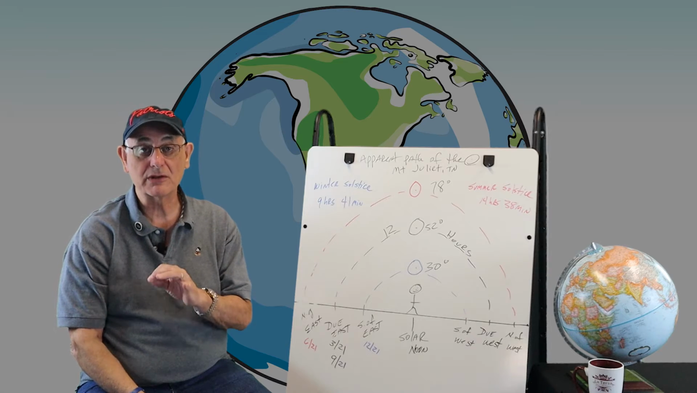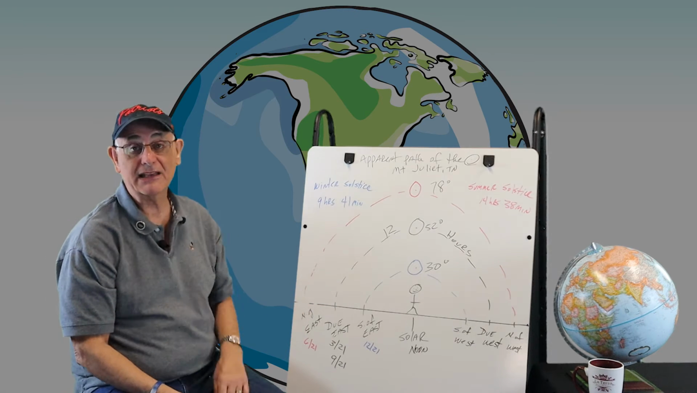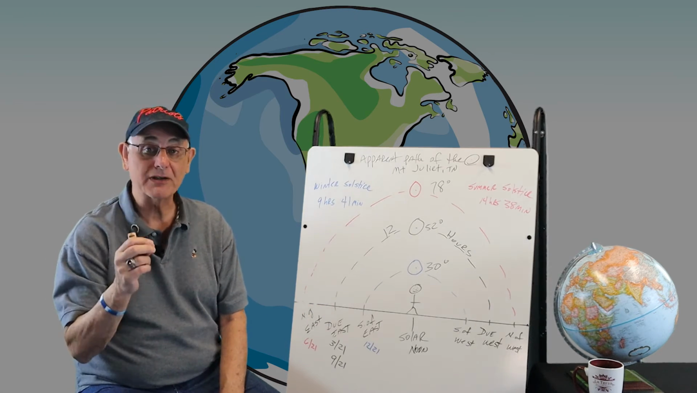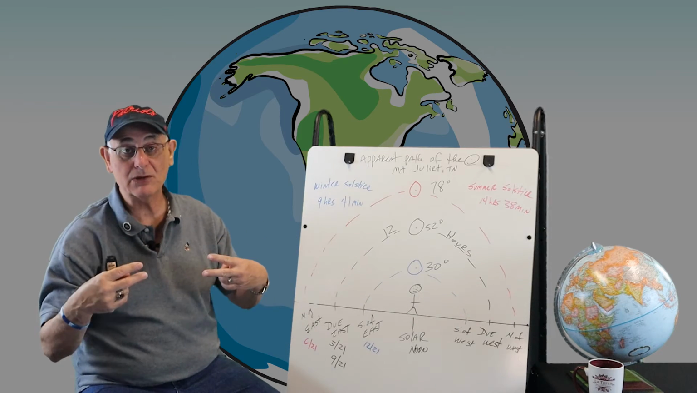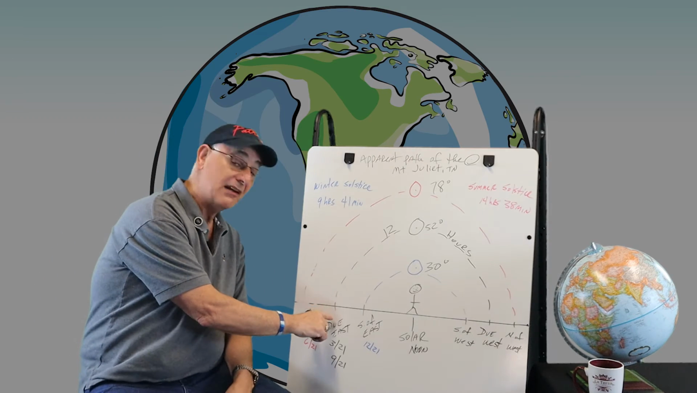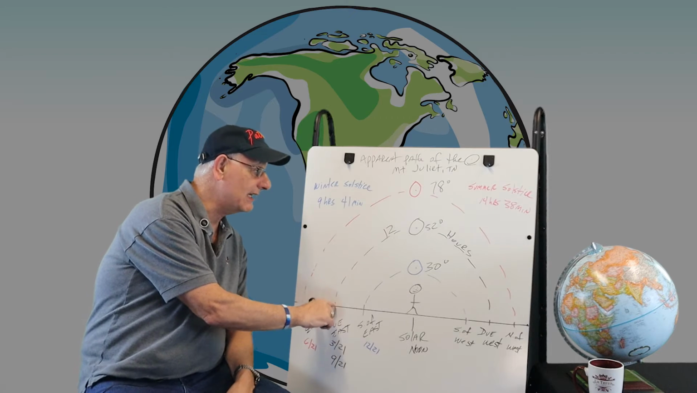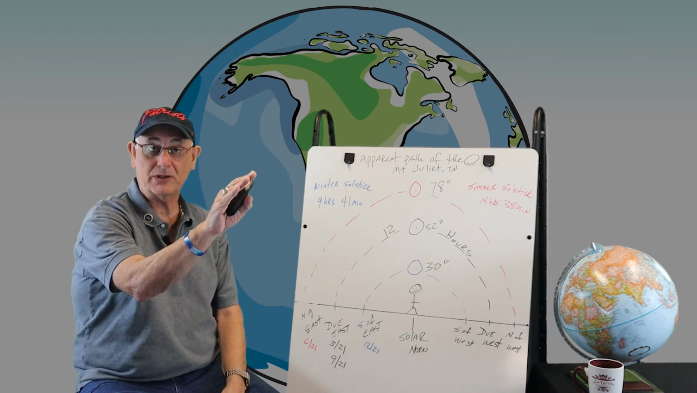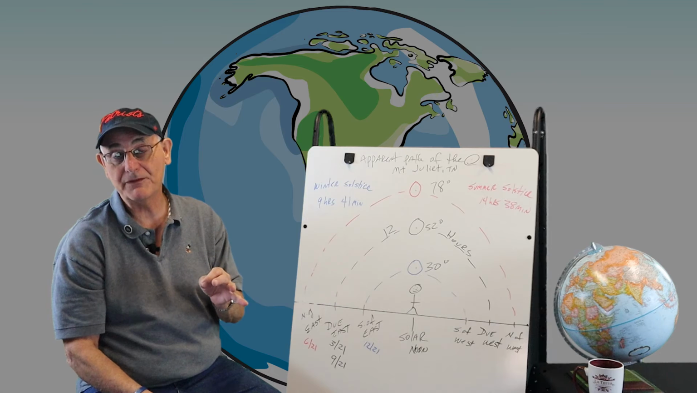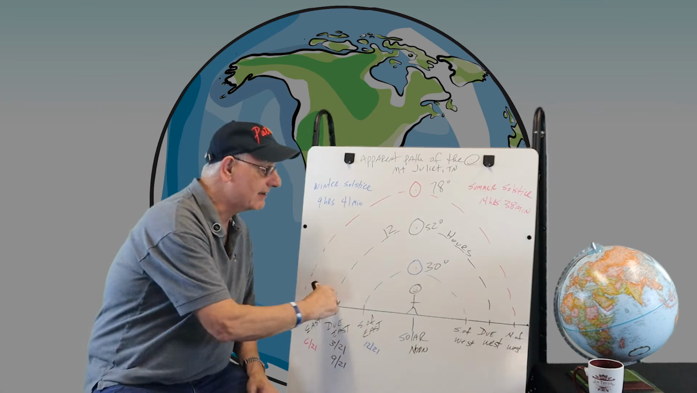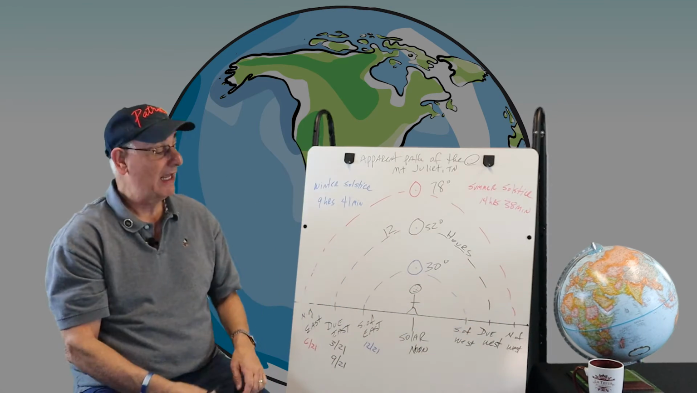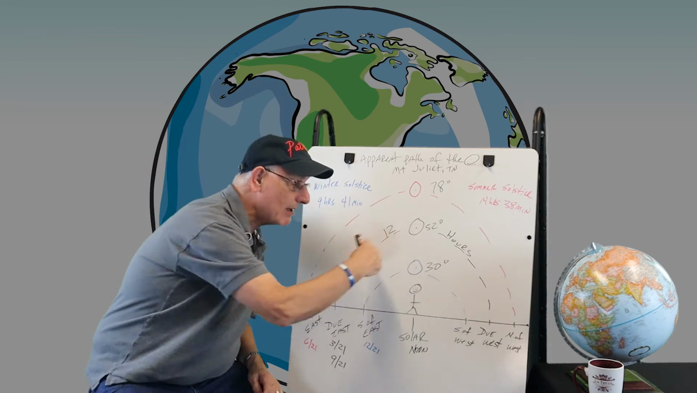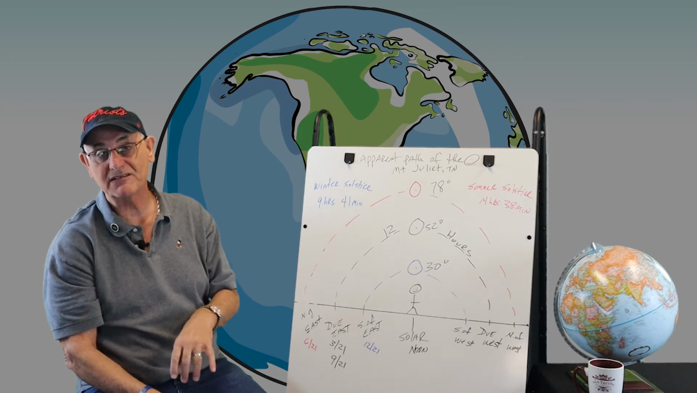Why are the days longer or shorter? Let's take a look at the first day of spring. The spring equinox, equal night, equal day, 12 hours. The sun is going to rise exactly due east. It's going to reach its highest point at solar noon at about 52 degrees. Then it's going to set exactly due west. This black line is going to represent the apparent path of the sun.